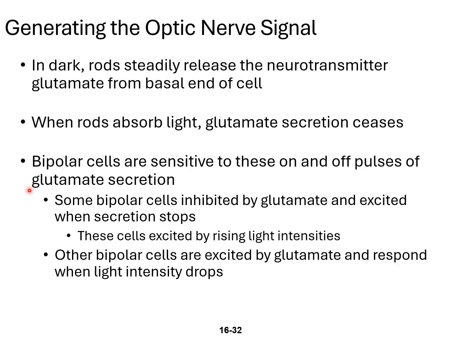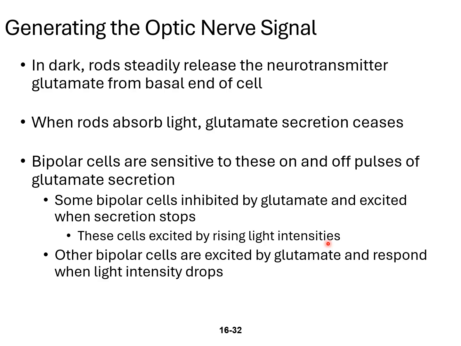So in the dark, rods generally steadily release the neurotransmitter glutamate from the basal end of the cell. When the rod absorbs light, glutamate stops. Bipolar cells are sensitive to these on and off pulses of glutamate secretion. Some bipolar cells are inhibited by glutamate, others get excited when glutamate ceases. In this way, turned on, inhibited, or excited, these cells are excited by rising light intensities, and this is how you can tell if it's really bright or if it's really dark, because of this type of flexibility.